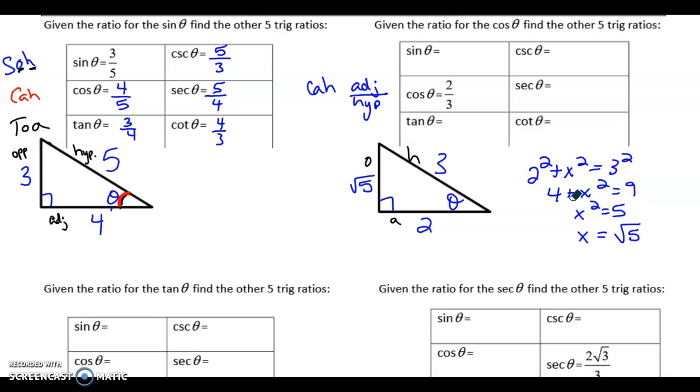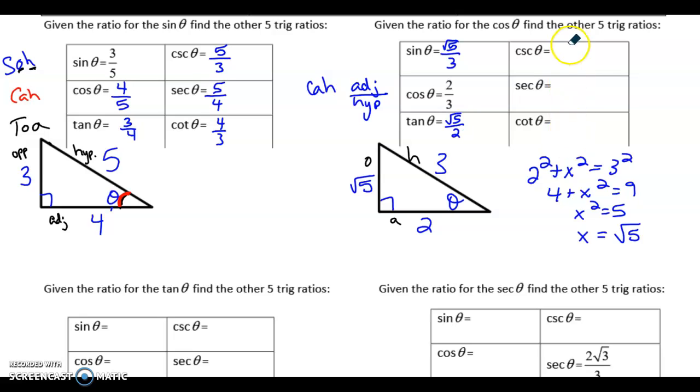All right, so what would the sine be? Sine, so opposite over hypotenuse. So we're going to say square root of 5 over 3. Tangent, TOA, opposite over adjacent. Square root of 5 over 2.